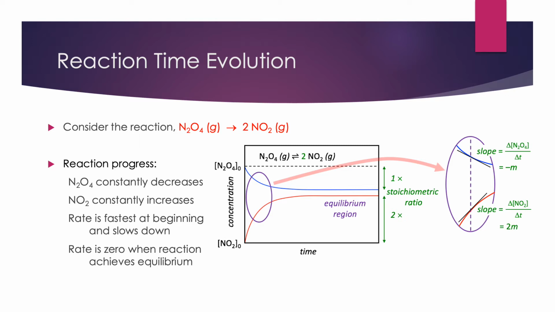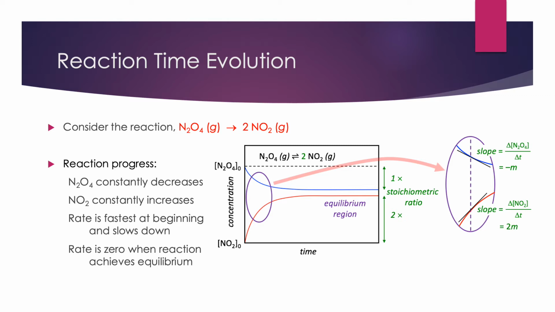Now when we set this up, let's imagine that we can create a vessel that contains only N2O4 at some instant in time. So our starting point is going to be to have some concentration of N2O4 in our container and 0 NO2 in the container. So what happens now? Well, those molecules are going to bounce around inside the container. They're going to collide with one another. Some of those collisions are going to cause the N2O4s to break apart into two NO2s.